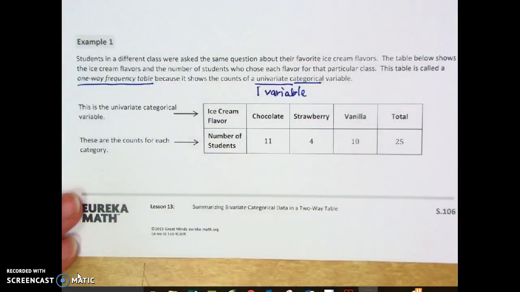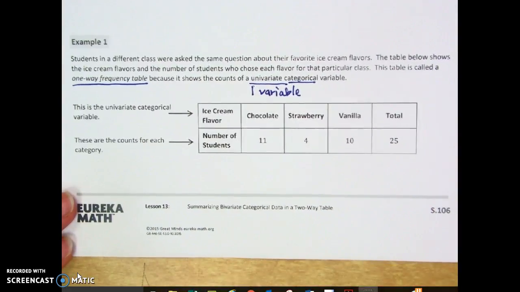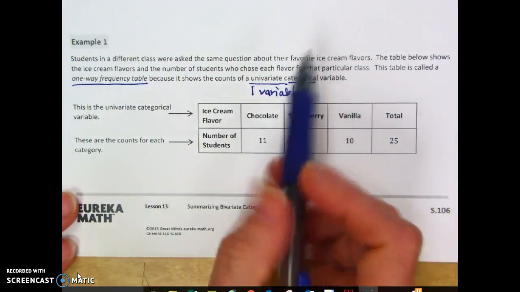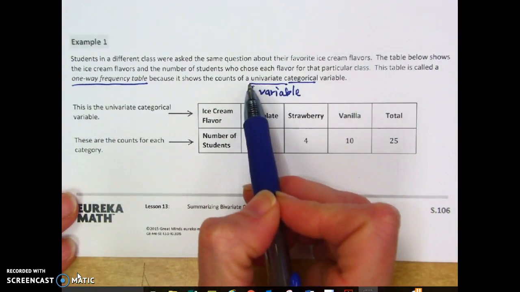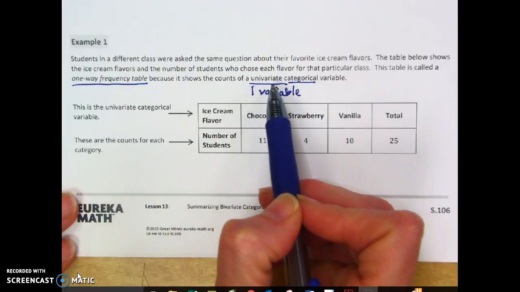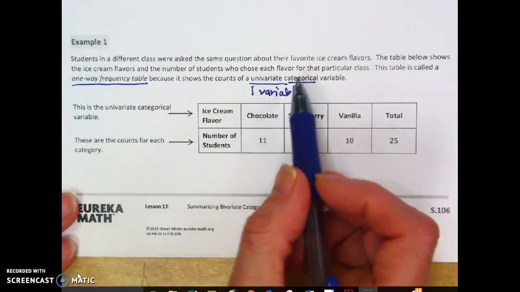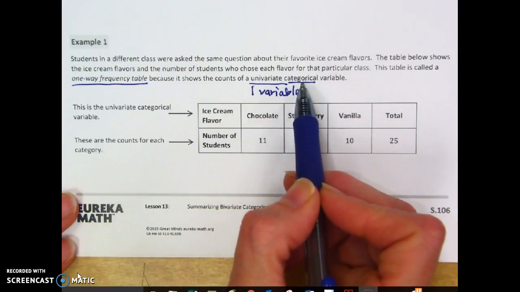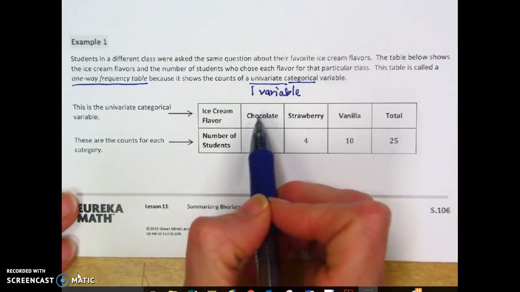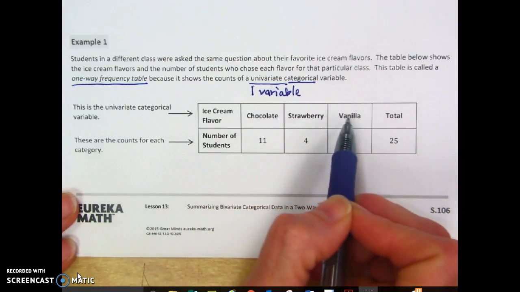All right, so here's the second example we're going to look at. Students in a class were asked the same question about their favorite ice cream, and they produced this one-way frequency table. One way because it is just one variable, and that's what univariate here means. If you played Uno, that means one, so univariate means one variable. Categorical just means we're looking at a category rather than a number. If it's a number, we're looking at numerical, so we're looking at categories: chocolate, strawberry, vanilla.